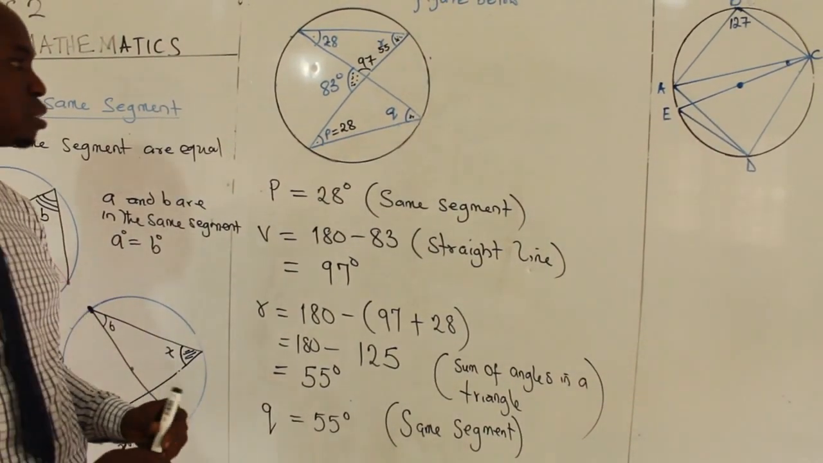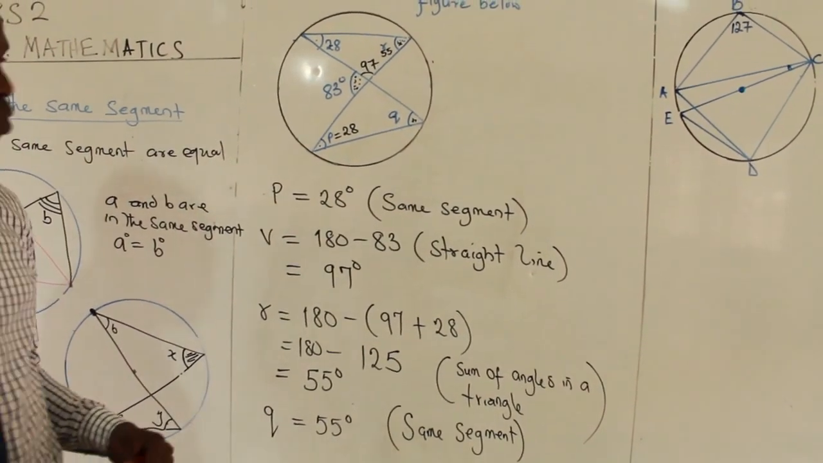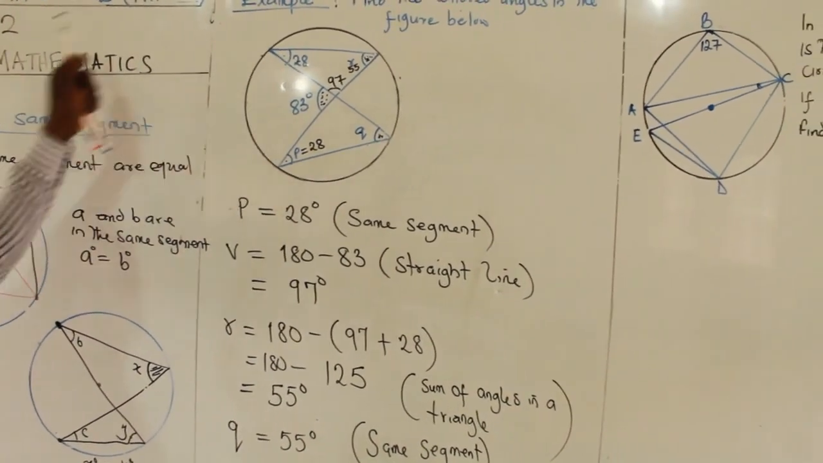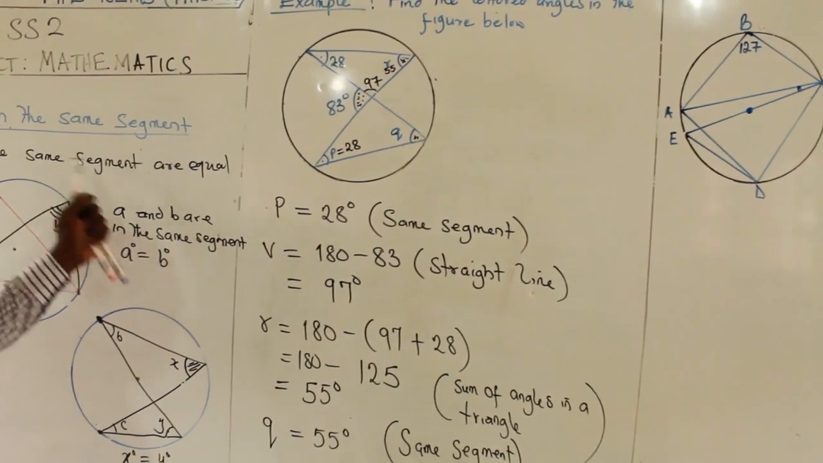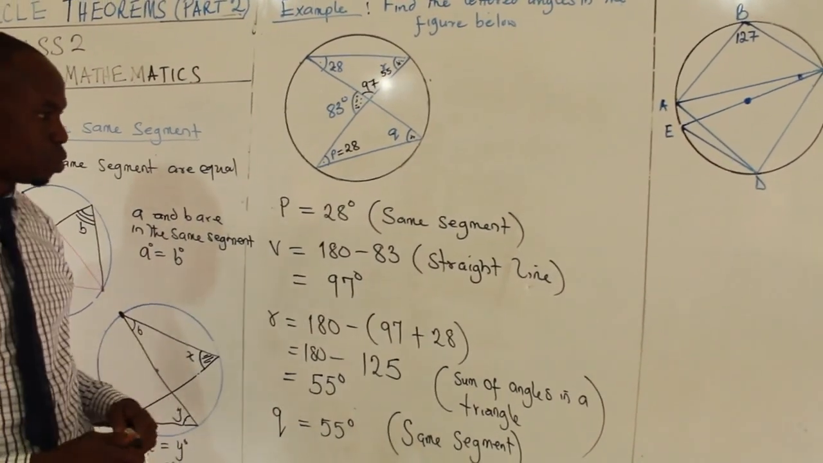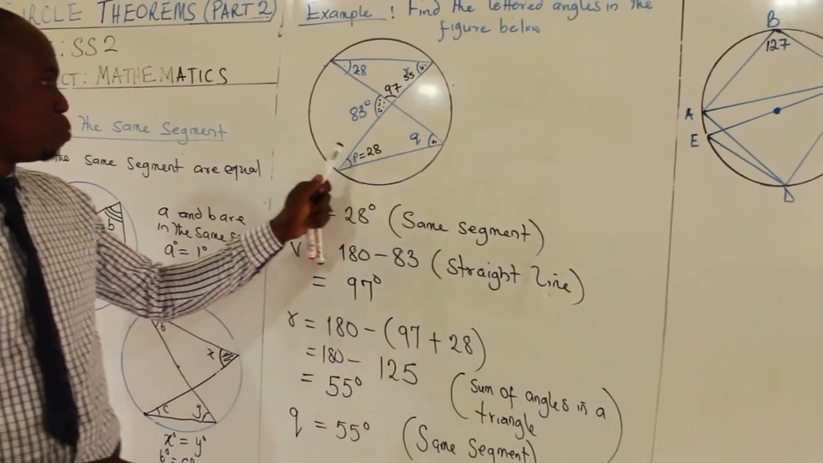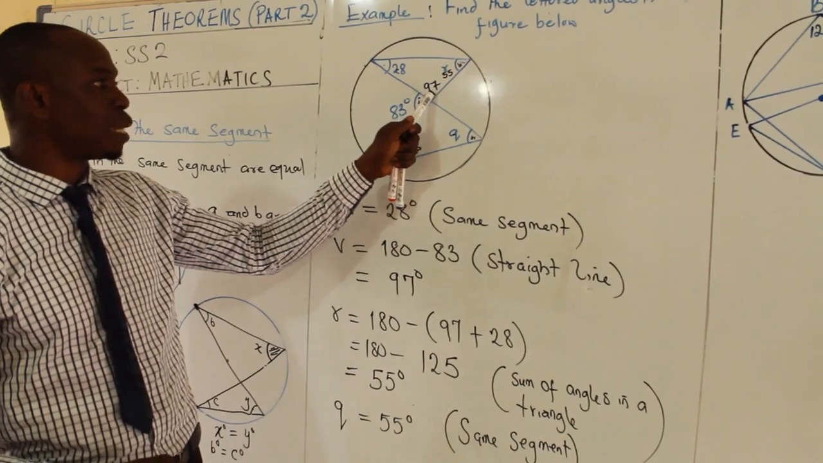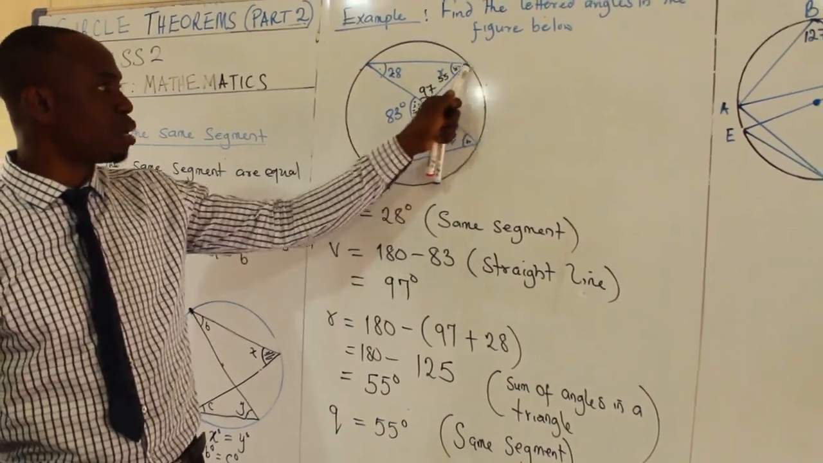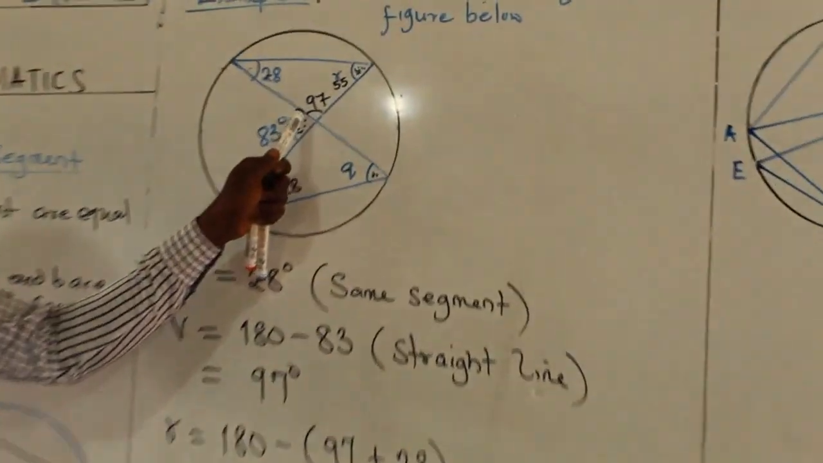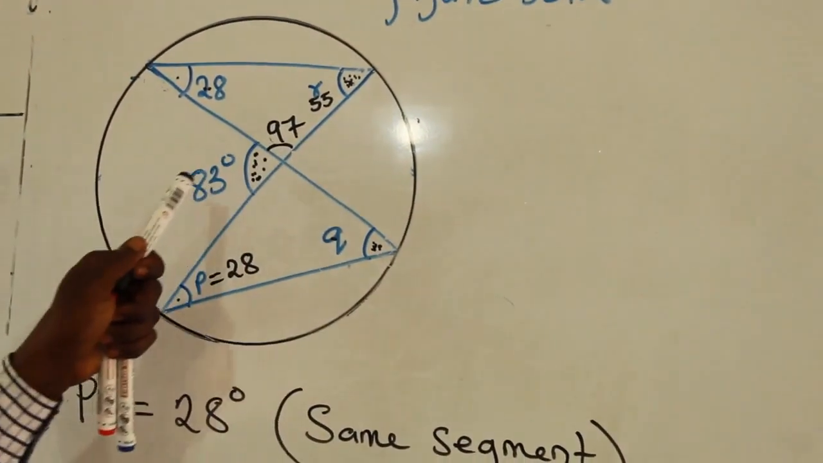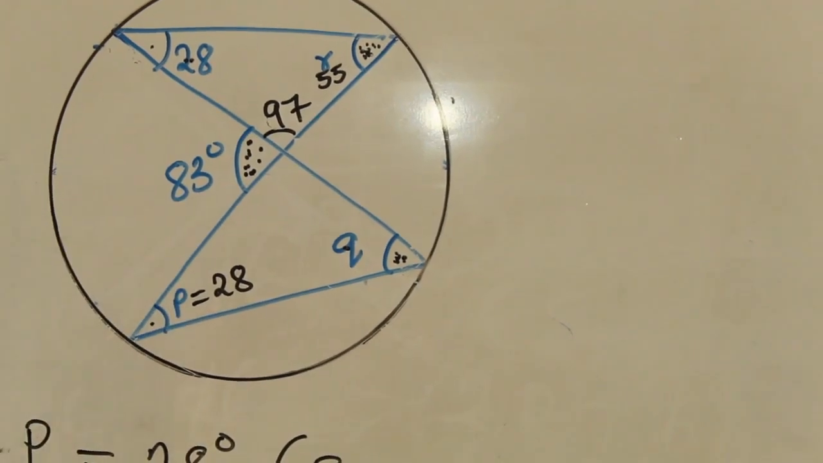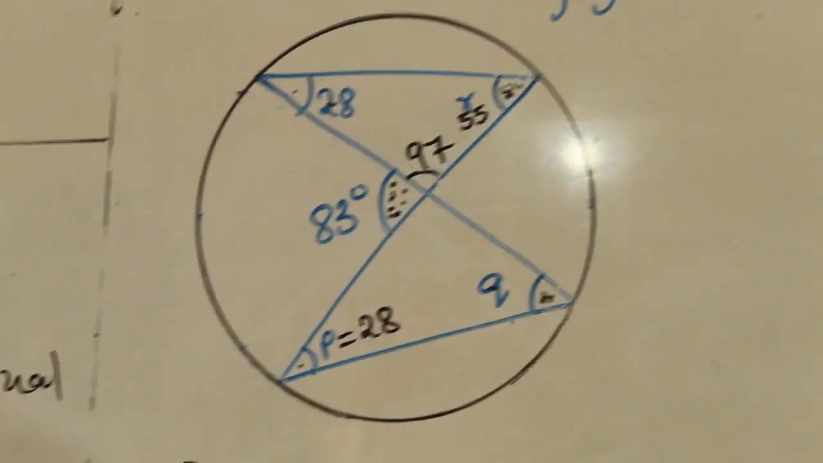We got P first because P was related to 28 according to this circle theorem. So P was found to be 28. In order to get R, we had to find this other part of this small triangle you can see here. And in order to get this part, we subtracted 83 from 180. When we did that, we got 97.